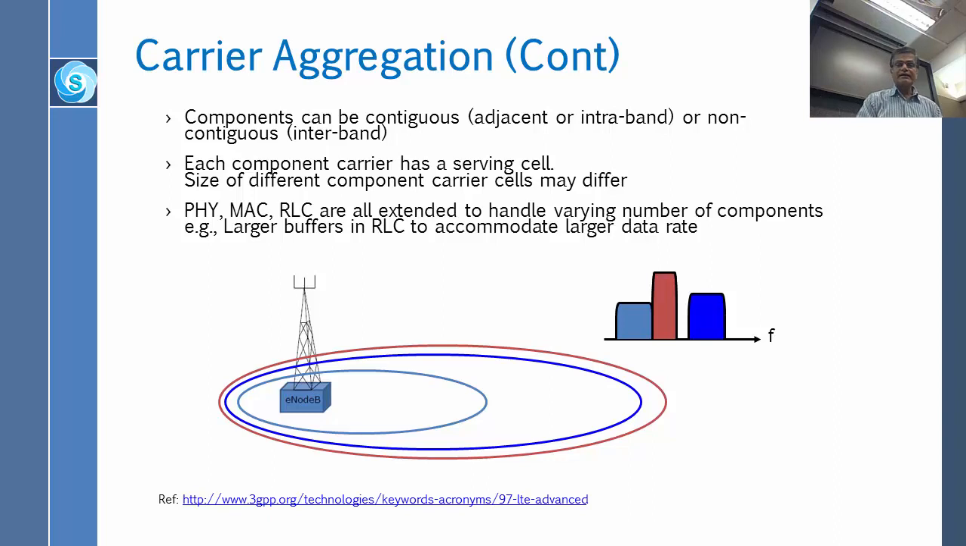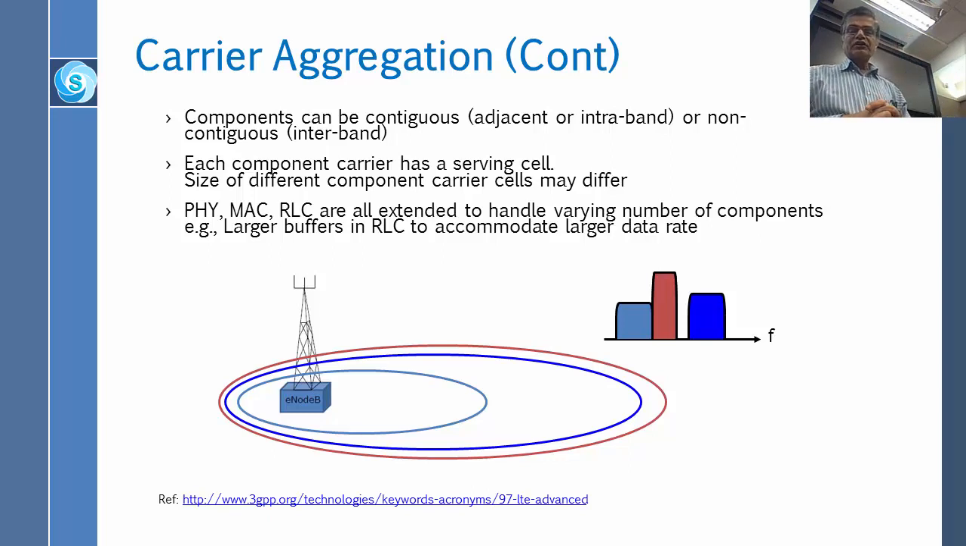So each component carrier has a serving cell, and the size of the different component carrier cells may differ. Okay, so you can see right there are 3 carriers and 3 cells. PHY, MAC and RLC, radio link control, are all extended to handle a varying number of components. So everything knows that, okay, I'm 5 mile PHY, I'm 3 mile PHY, I'm 2 mile PHY. Depending upon that, they will select the right modulation and everything else will change accordingly.